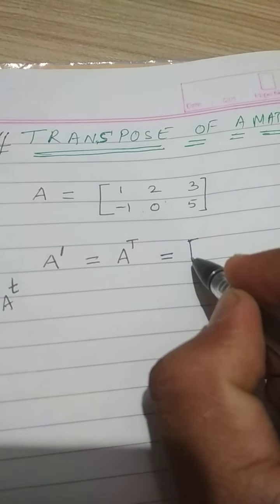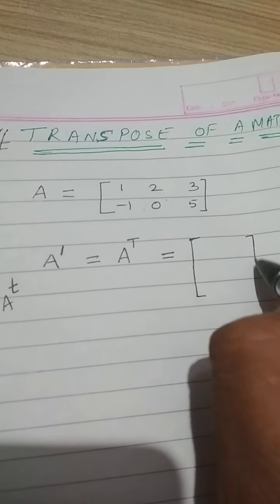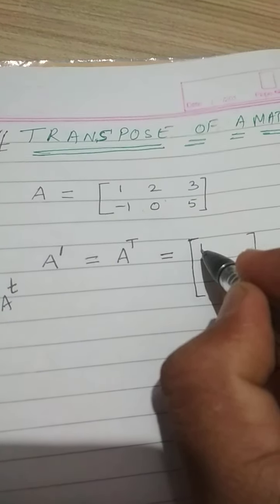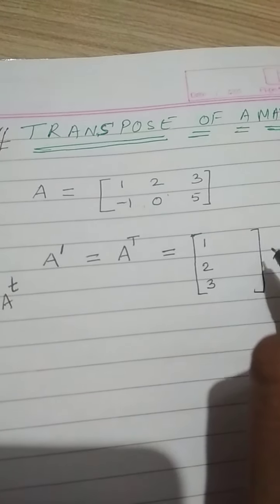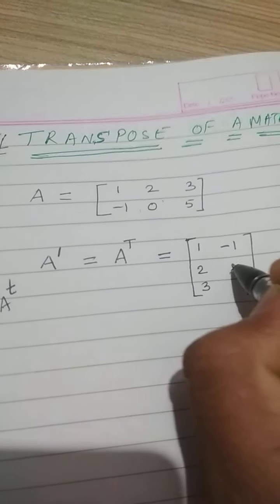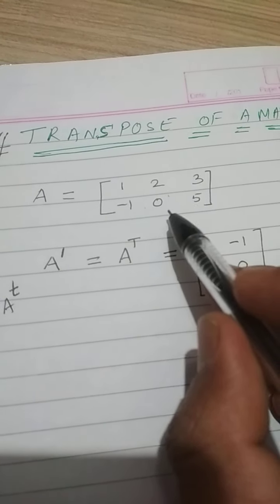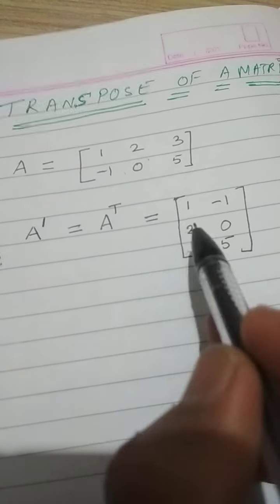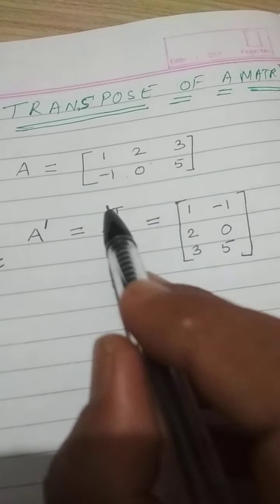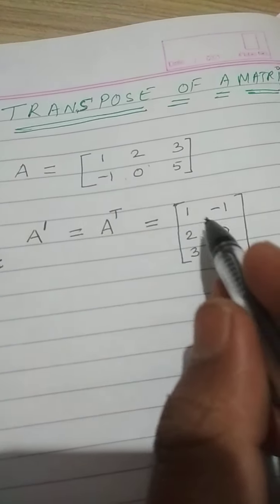So we have 1, 2, 3, -1, 0, 5 as the transpose of matrix A. If you want the transpose of this matrix, then it is very clear that you will get back to the original matrix.